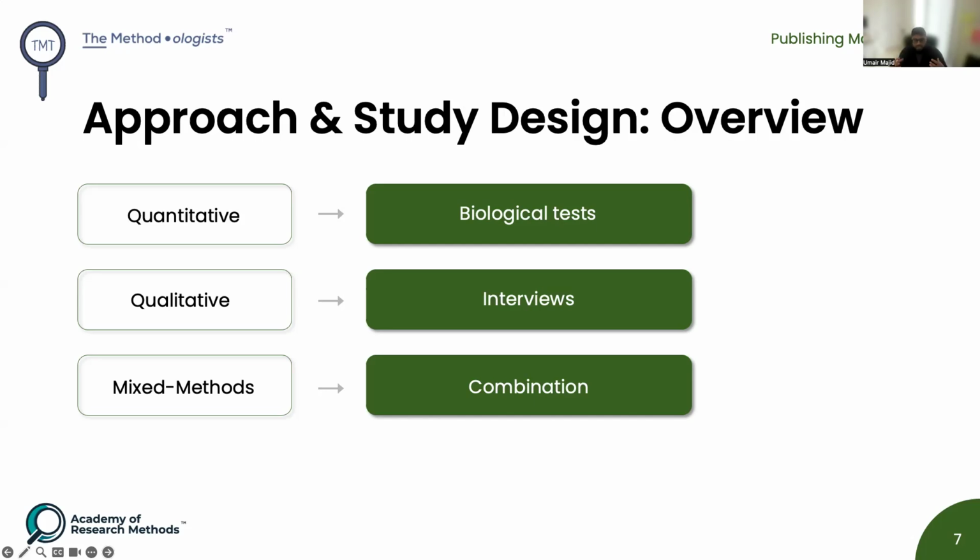Mixed methods is a combination of those two aspects within one study, right? So you have the quantitative aspect, a drug works, things like that. But then within the same study, within the same population, you also want to know why it works and why and how people might use it.